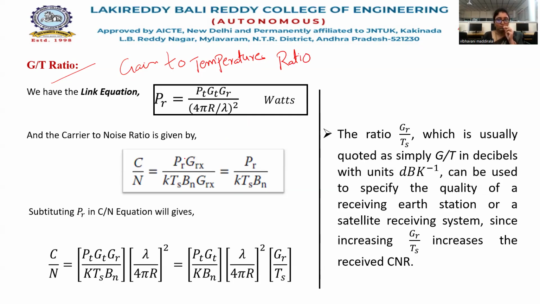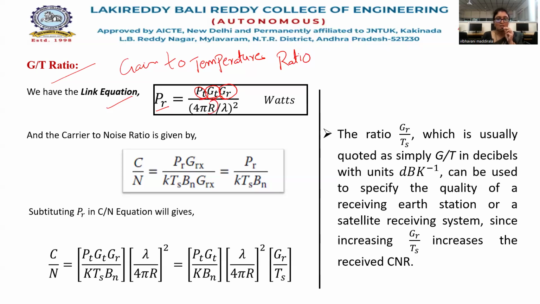To define the gain to temperature ratio, we already have the satellite link equation. The satellite link equation is nothing but the power received from the satellite at the Earth station, that is PR. PR is equal to PT GT GR. PT is the transmitted power from the satellite. GT is the gain of the transmitting antenna. GR is the gain of the receiving antenna.